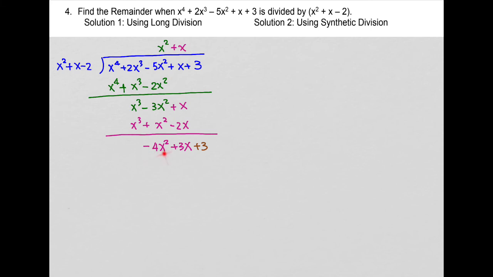And you do negative 4x squared divided by x squared. You get negative 4. Now, you multiply the divisor by negative 4. Then you subtract them. Now we have the remainder, 7x minus 5.